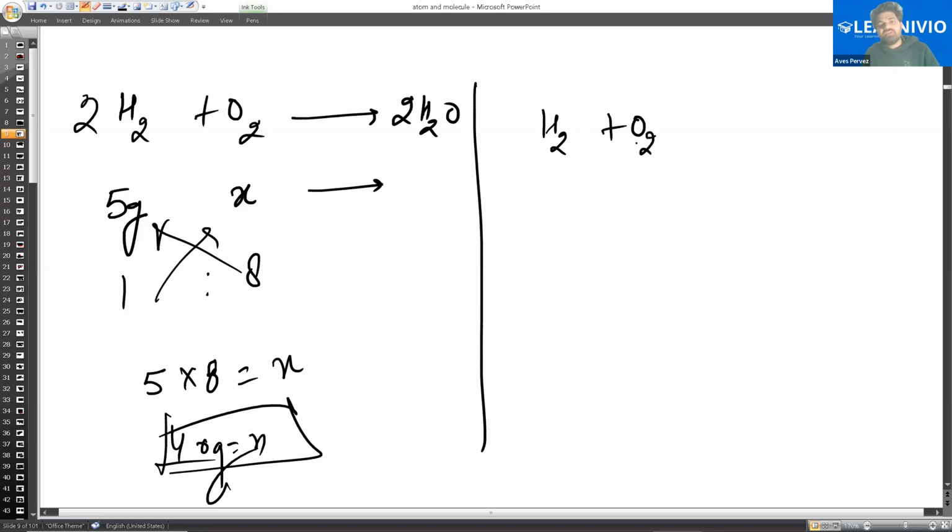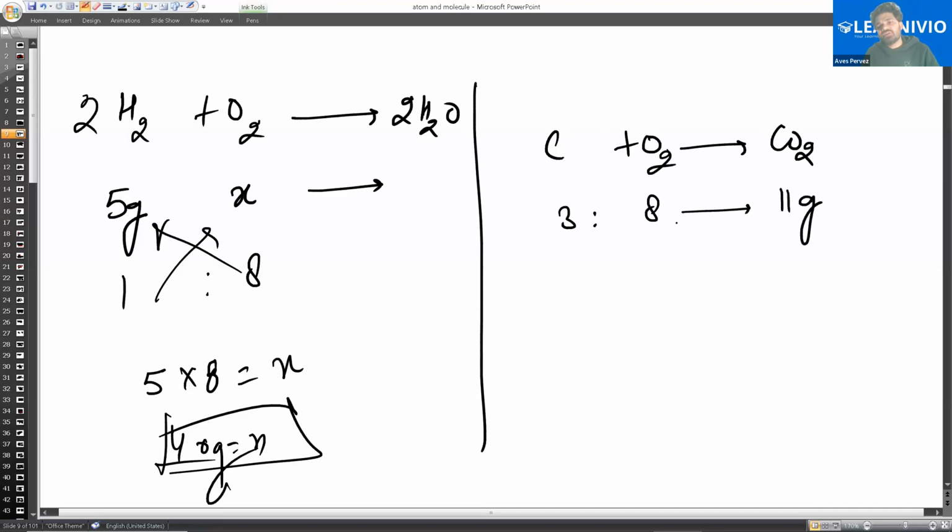Next, for example, if I have carbon plus oxygen, it will give you CO2. The smallest combining ratio is 3 grams of carbon reacting with 8 grams of oxygen to give 11 grams of carbon dioxide. Now if you have 3 grams of carbon and 50 grams of oxygen, then how many grams of carbon dioxide will be formed?